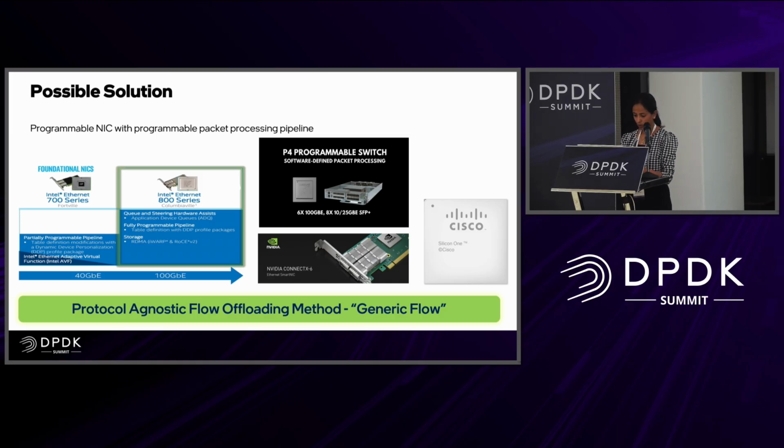So if we take an example like Intel Columbiaville, that is the Intel Ethernet 800 series. That particular Ethernet adapter, with the help of its dynamic device personalization profile, which we call DDP, is very specific to this adapter, but any other adapter which has similar capabilities can also support configuration of the generic flow.